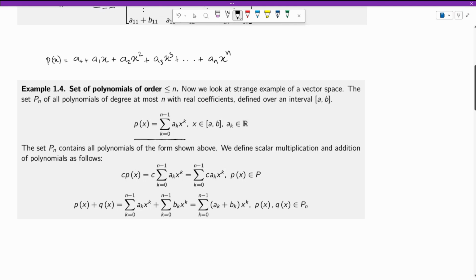Actually here there is a mistake. Here I've written less than or equal to. So this should be n, not n minus 1. Okay. And these ai's are real numbers. And for now, let's assume x only takes values between some values a and b.